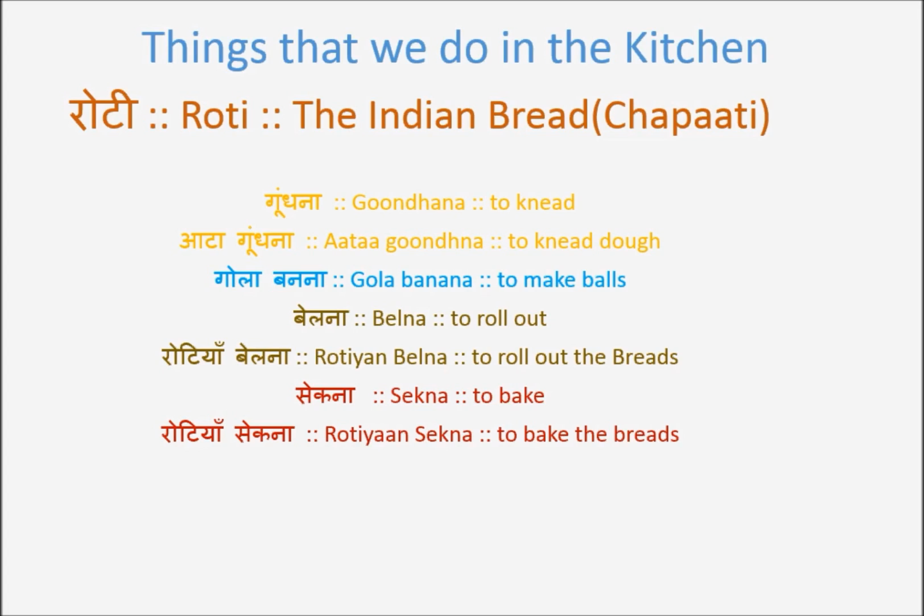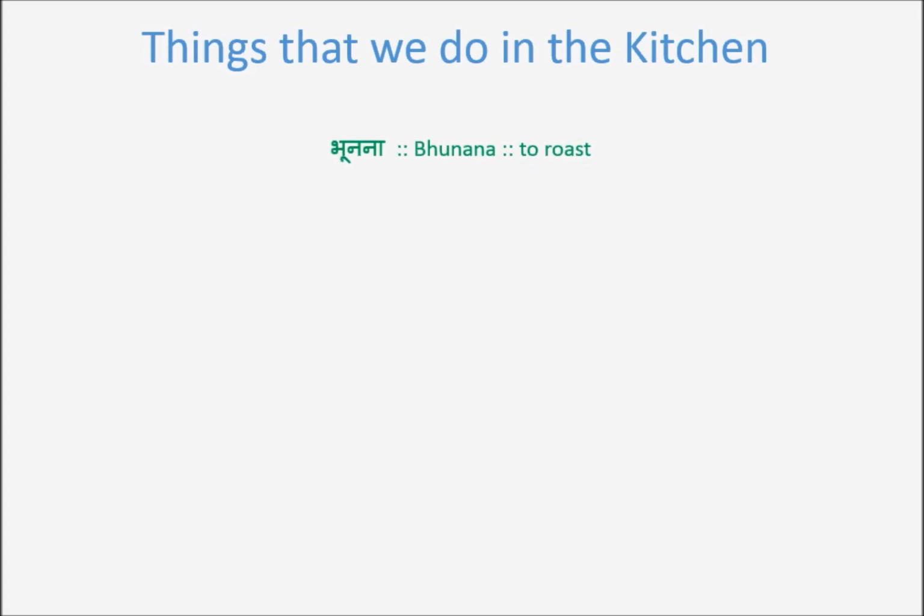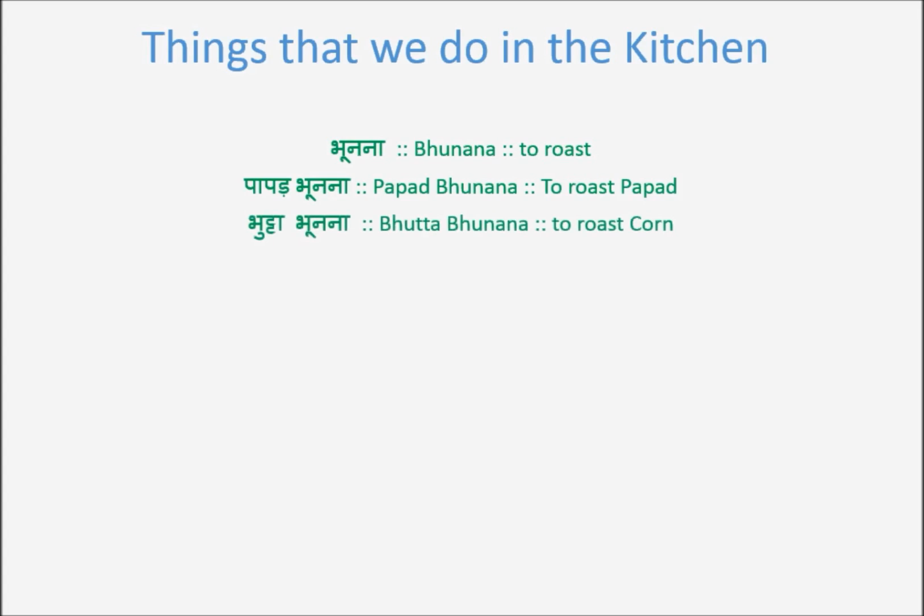Yes? Then there is another word which we commonly use in the kitchen, that is roasting. Another process that we do is roasting. Papad. Have you come across papad? Papad is a yummy, crispy Indian condiment. Papad bhoonna. That means to roast papad. Bhoonna, roast. And then there is one more thing, bhutta. Bhutta is nothing but corn. So to roast corn means bhutta bhoonna.